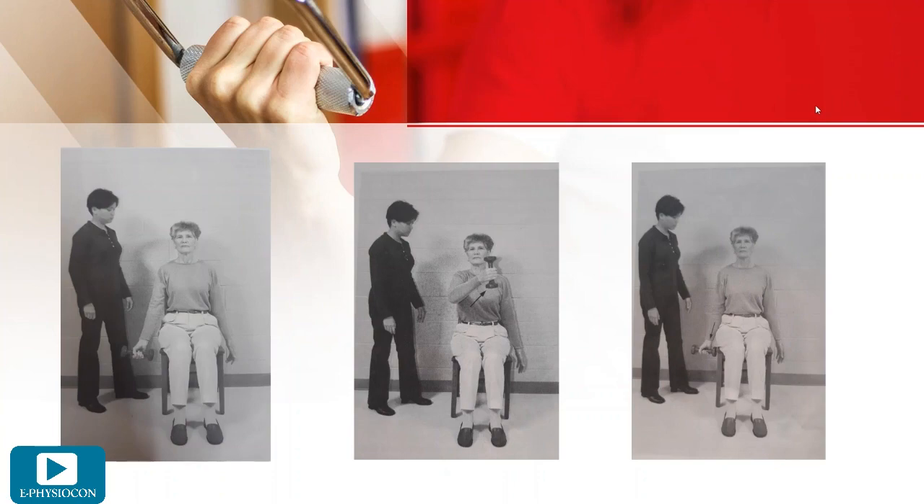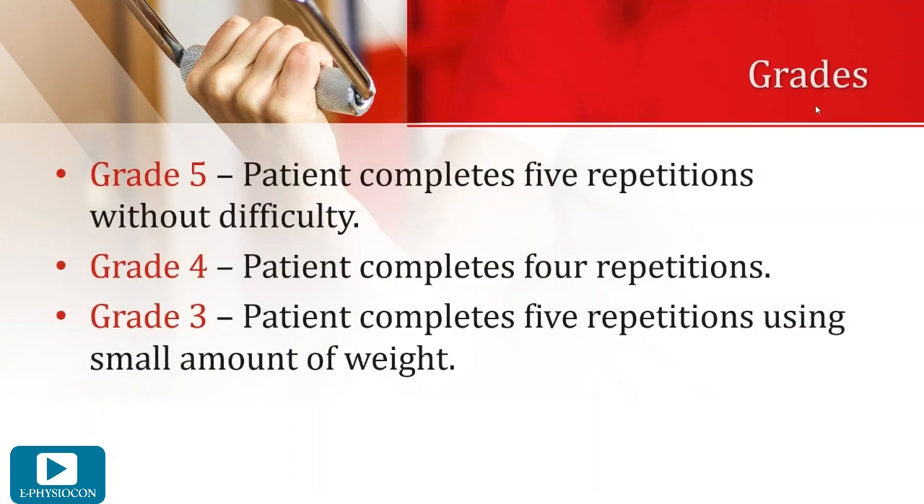And the gradings are accordingly. For grade 5, the patient completes 5 repetitions without difficulty. In grade 4, the patient completes 4 repetitions. Grade 3, the patient completes 5 repetitions using a small amount of weight. Like we use different amounts, we started with 2.25 kg or smaller.